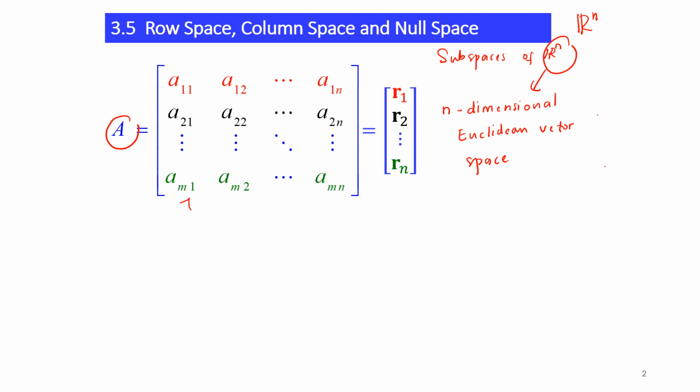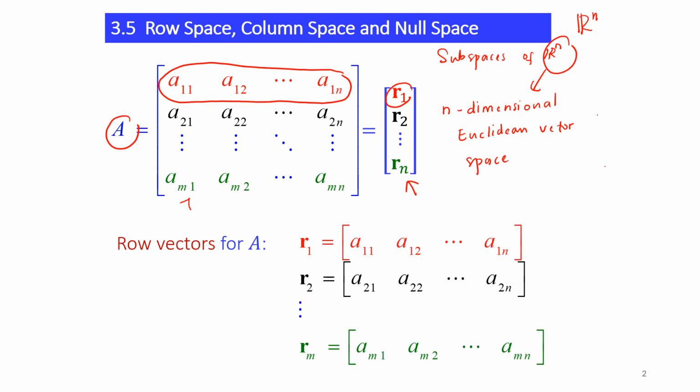We are going to have row vectors and column vectors. Firstly, how to get row vectors? As you can see from this equation, on the right hand side we write A in terms of R1, R2 up to Rm, where R1 represents the first row. We denote the first row vector R1 as a vector whose entries we took from the entries of the first row. In total we are going to have m row vectors, because A is of size m times n.